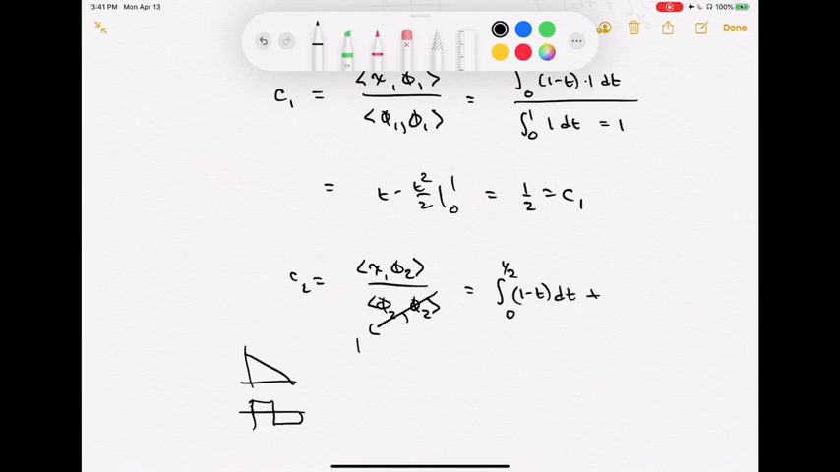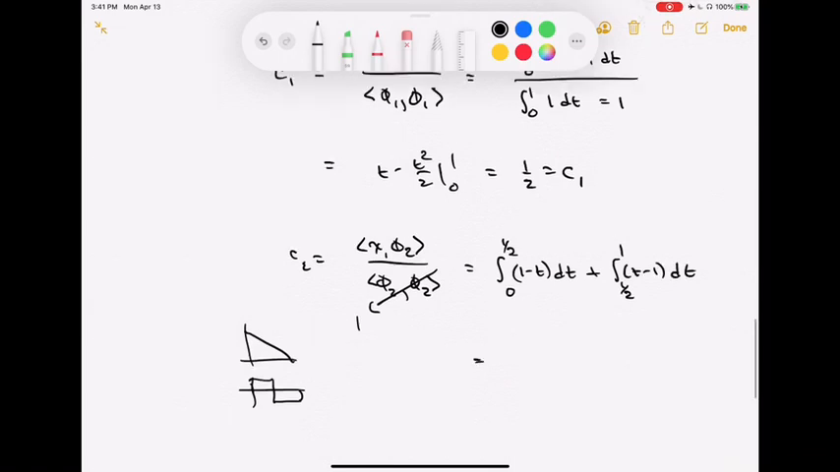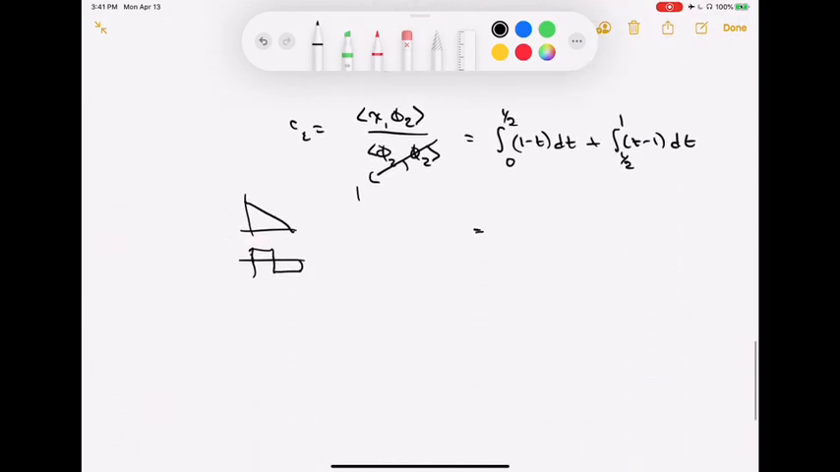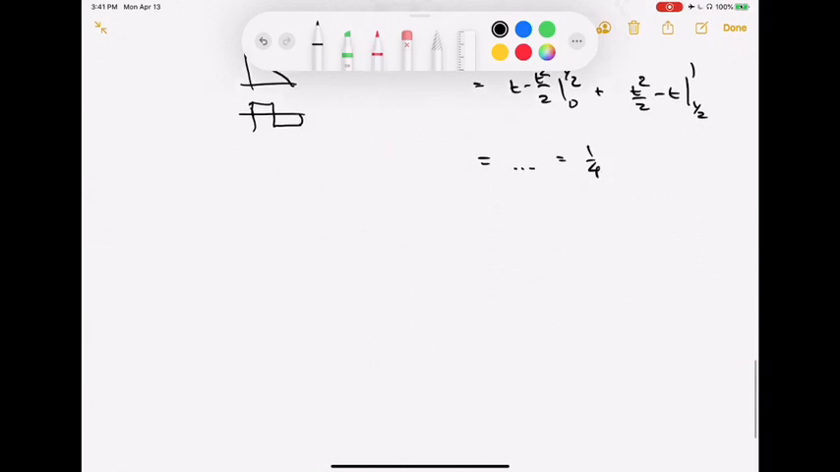And then in the second half, from a half to 1, that's where my phi2 is minus 1. So I'm going to get minus 1 times 1 minus t. I could write that as t minus 1 dt. If I go ahead and calculate that out, I get t minus t squared over 2 from 0 to a half, and I'm going to add to that t squared over 2 minus t going from a half to 1. If you do the substitutions on all of that, what you find out is you get a quarter. I'll let you do the algebra. So what do I get in the very end?